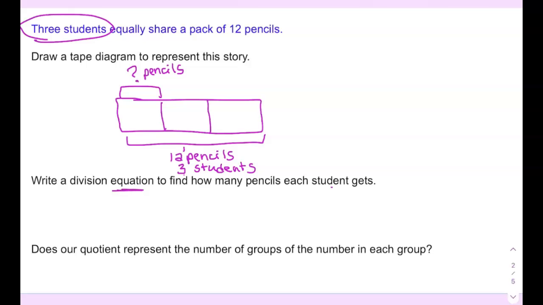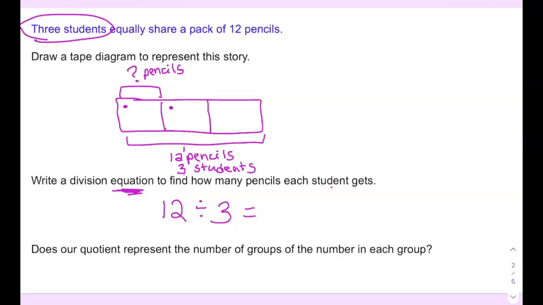If we're writing a division equation, we're putting an equals sign in it. So whenever we do a division sentence or a division equation, we always start with our total. We have a total of 12 pencils. We're dividing those 12 pencils between 3 students. So now our job is to find out how many pencils each student gets. So I know I need to get to a total of 12. So I'm going to start dividing equally.